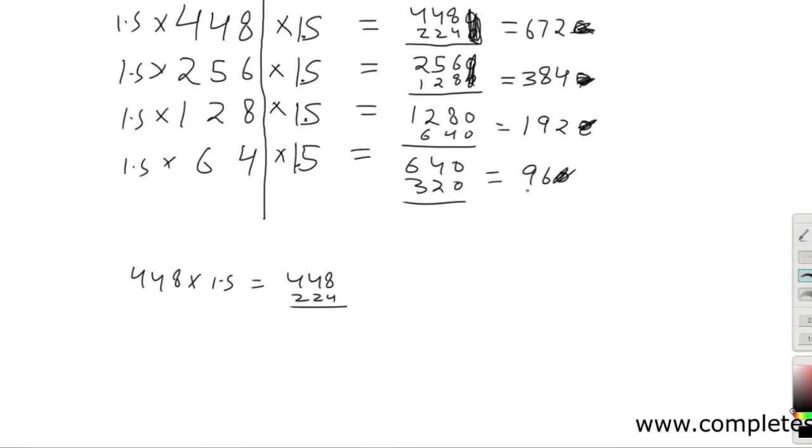So 64 into 1.5, 64 plus 32. 128 into 1.5, 128 plus 64. Is it clear?